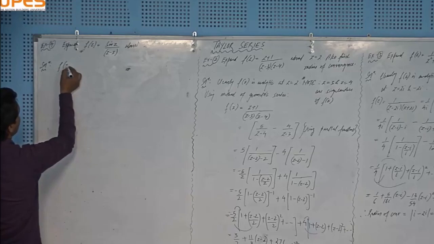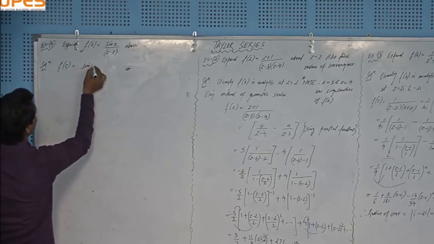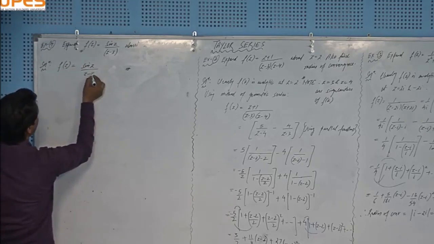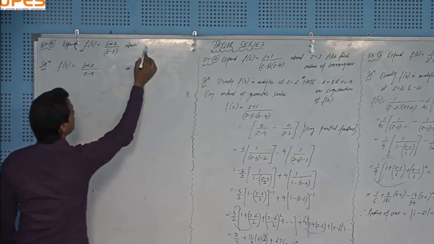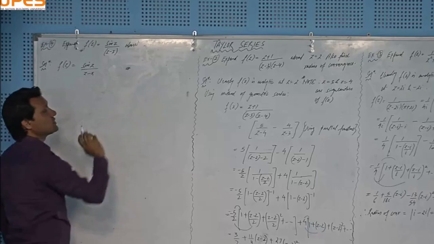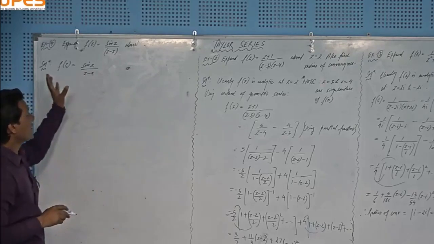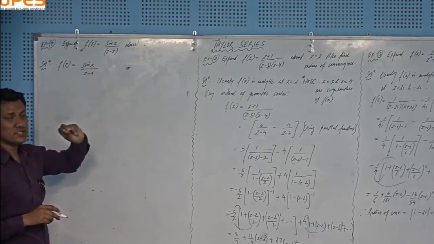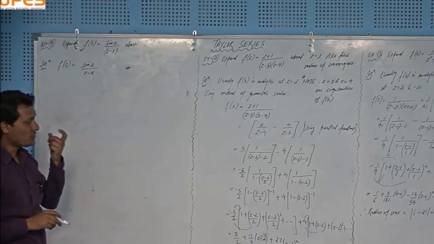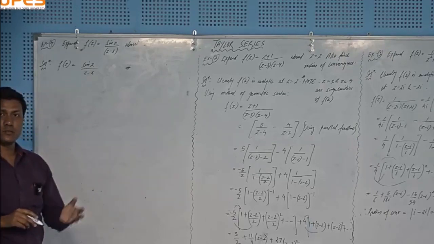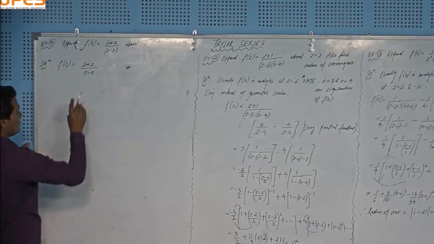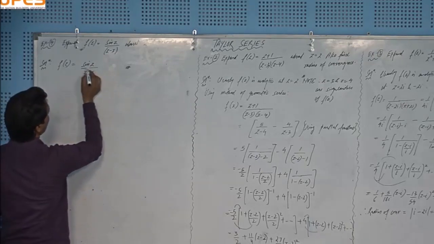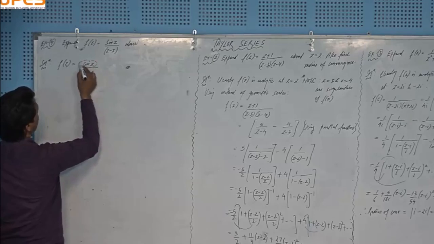So writing your f(z) in this fashion, sin z over z minus pi, you need to expand it in terms of z minus pi. Every term should be of the form z minus pi to the power 0, z minus pi to the power 1, and so on. So be careful at this point. Do not expand this directly.